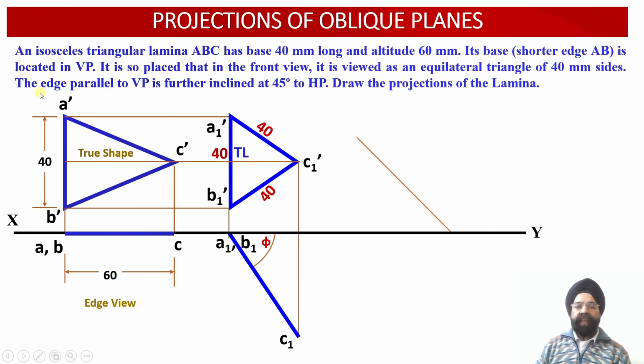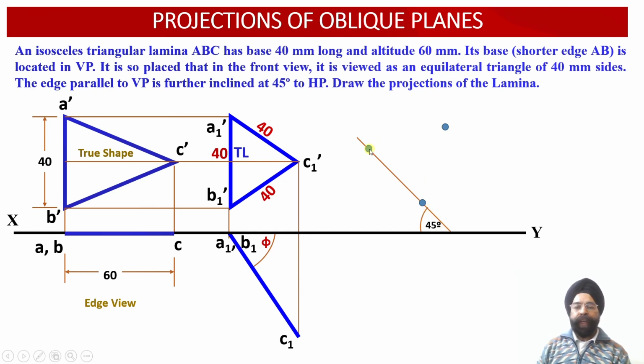So now this edge which is parallel to the vertical plane is further inclined at an angle of 45 degree with respect to the horizontal plane. So now we have marked a projection line which is inclined at an angle of 45 degree with respect to the horizontal plane. So alongside this orientation line or projection line, the points A1 dash and B1 dash will be located over here. That is, A2 dash and B2 dash points will be located alongside this particular orientation projector line which has been drawn at an angle of 45 degree with respect to the horizontal plane.